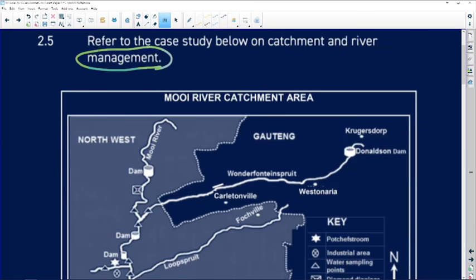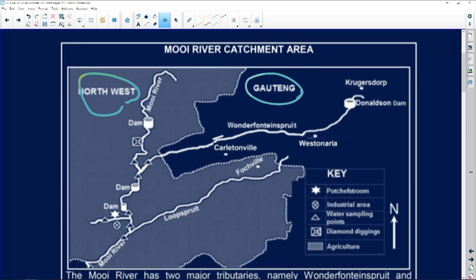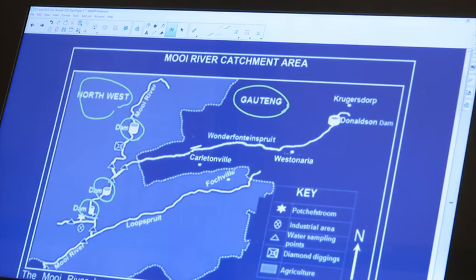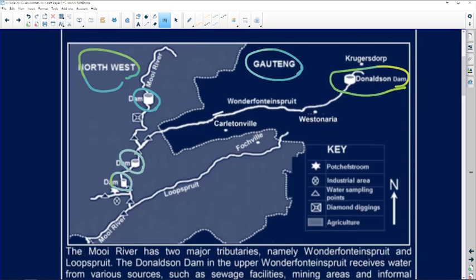Now, if you quickly look at the map that's been given to us, it is the Moira River catchment area. This is where Gauteng is situated in the northwest. This indicates where dams have been built in the Moira River. There's a Moira River in Potchefstroom as well. Then you've got the Wonderfontein situated over there. You've got another dam, Donaldson Dam, situated close to Krugersdorp.